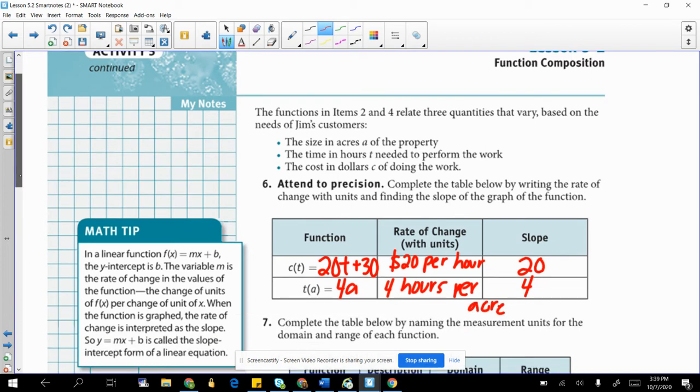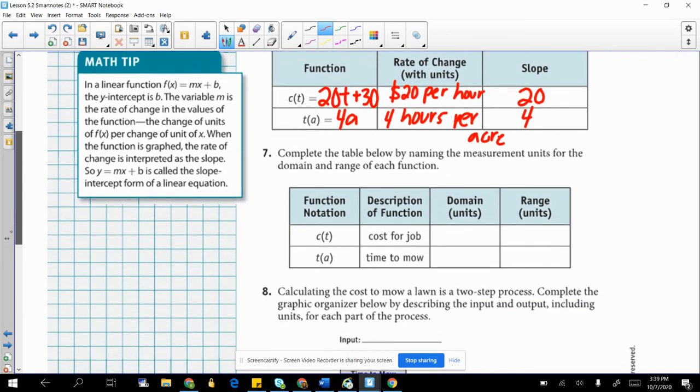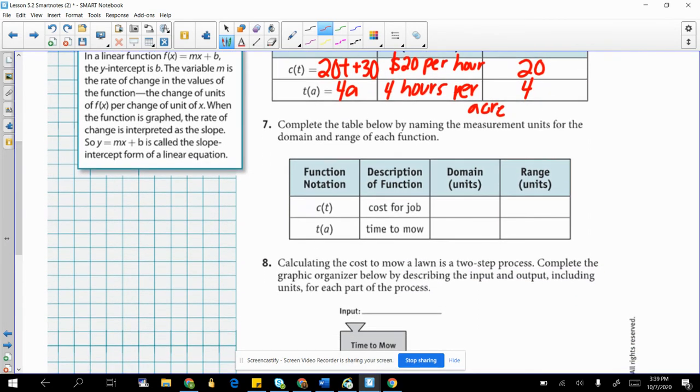Okay, so that's how you fill in that table. Then 7 says, complete the table below by naming the measurement units for the domain and range of each function. Remember, domain is your x values, range is your y values, right? So what would we be plugging in this case? Whatever that x value is, that's going to be what's inside the parentheses. That's what you're plugging into your function.